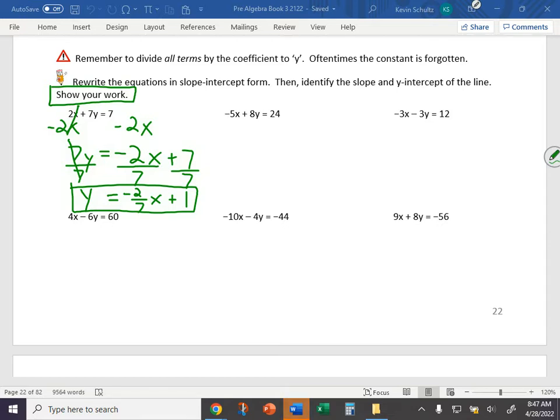Yes, sir? How'd you get the 1? 7 divided by 7. You have 7 things. You put them into 7 groups. Each group will have 1 item in it. Oh, yeah. Anything divided by itself is 1.